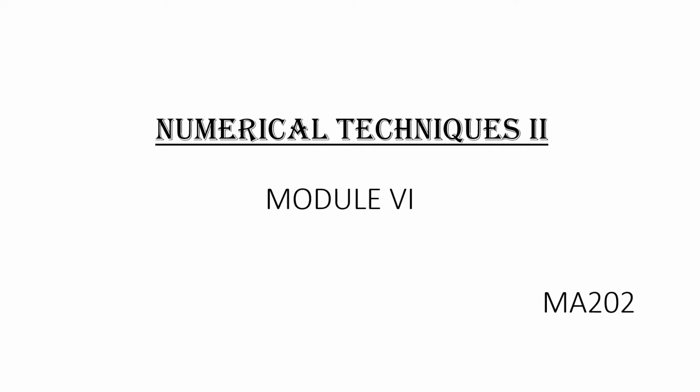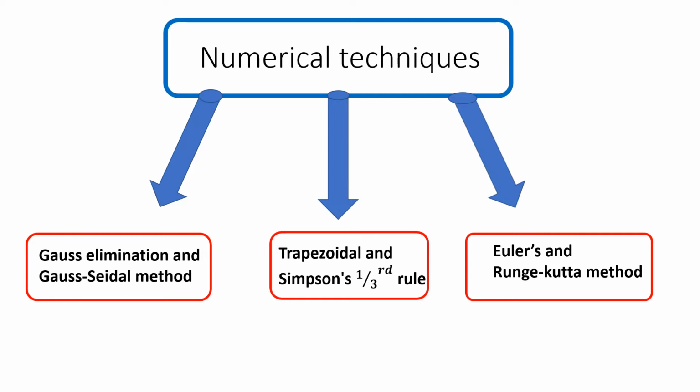Hello students, today we're going to discuss Numerical Techniques 2, Module 6. In Module 6, there are three major topics. The first is the Gauss elimination method and Gauss-Seidel method. The second is the trapezoidal rule and Simpson's one-third rule. And the third is Euler's method and the Runge-Kutta method.